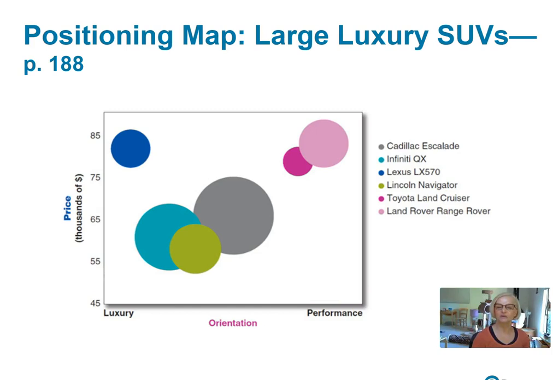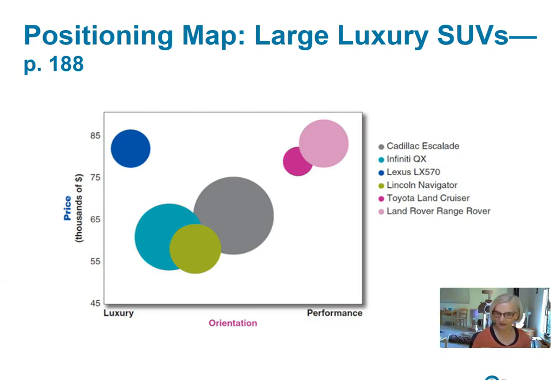So now here's my question to you. If you just look at this map and the bubbles there, if you were to invent a new large luxury SUV, where would you place yourself? No, it's not a rhetorical question. Come up with an option A and an option B.